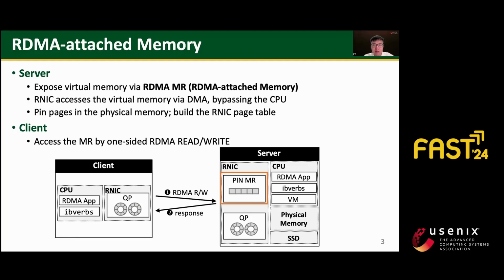The client accesses the server-side MR by one-sided RDMA read and write. Receiving an RDMA request, the server's RNIC works through its page table to locate the physical addresses of data. Then it transfers data via DMA and bypasses the CPU. RDMA has high performance, but it also requires a large amount of physical memory.